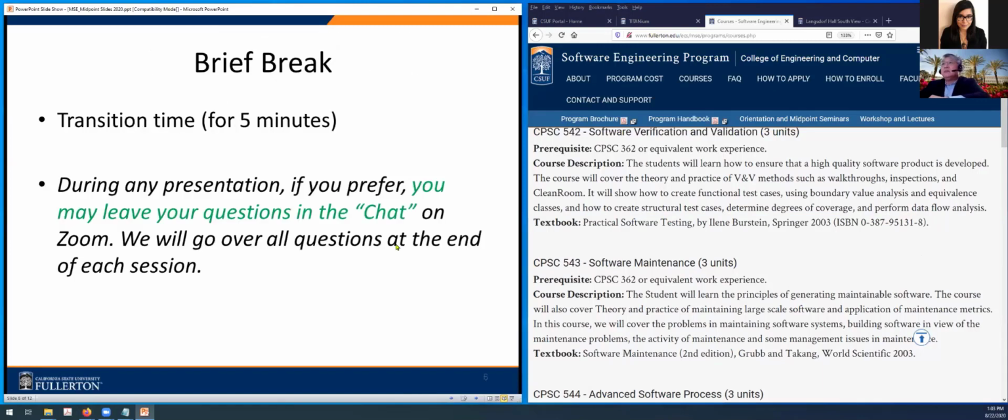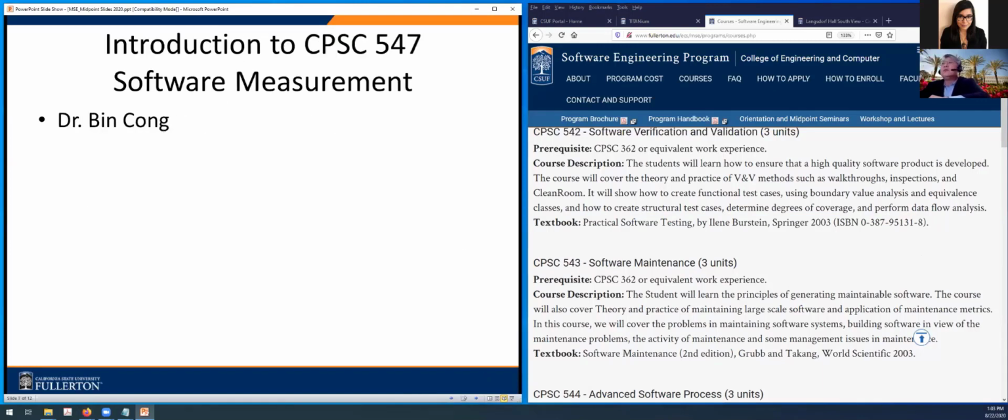So we go over to the next class, Introduction to Computer Science 547, Software Measurement. So Dr. Cong will present this course.